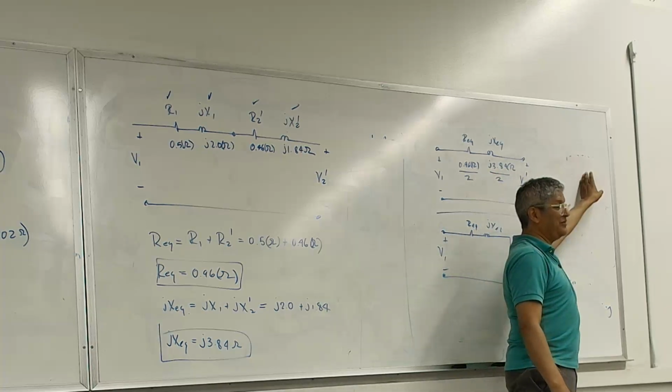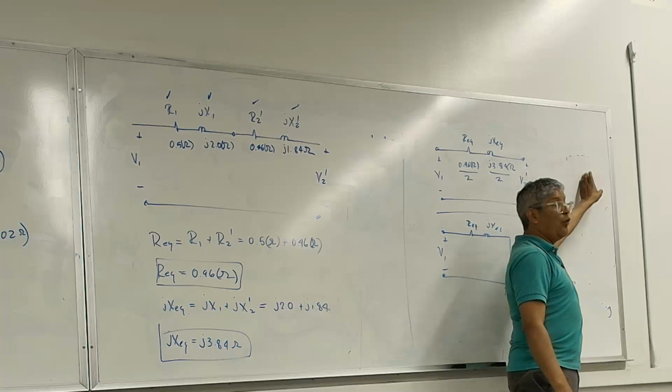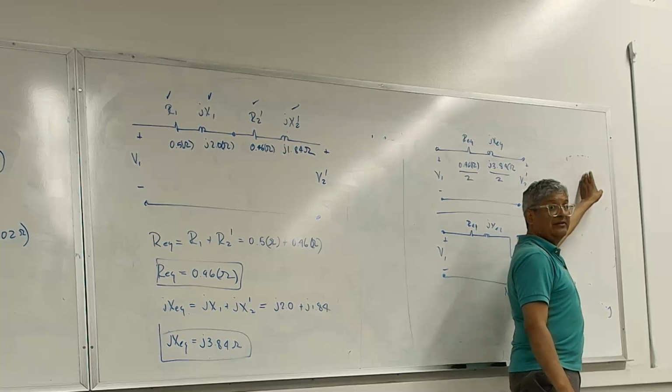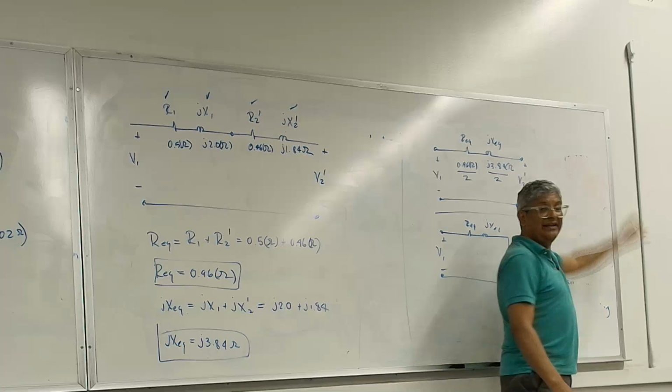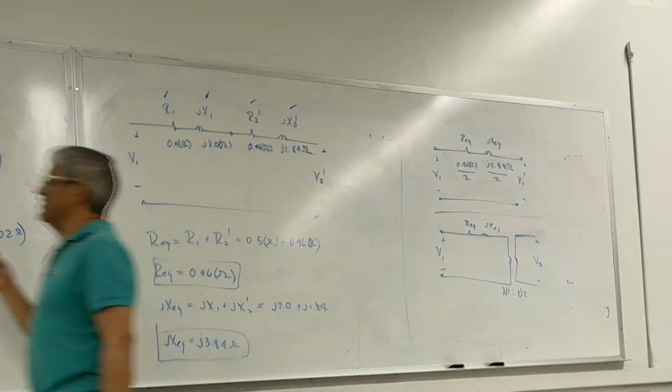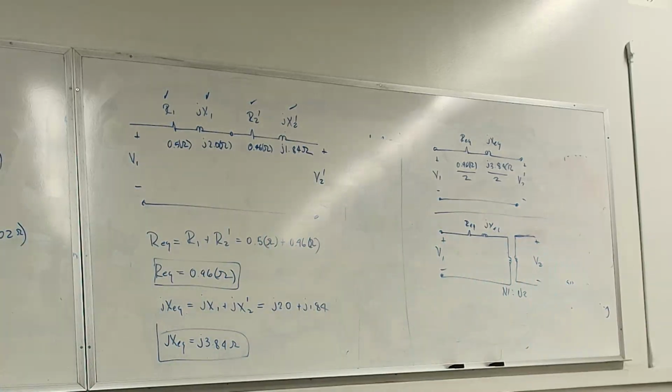But when you transfer it to the other side, what are you going to do? You're going to multiply it by what? 1 over A squared. Do I make sense? In other words, I'm going in the other direction. I'm going from there to this direction.